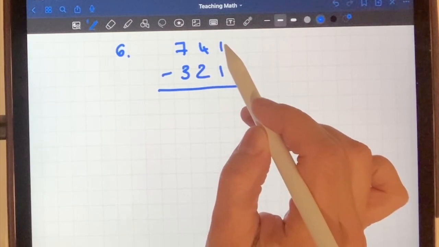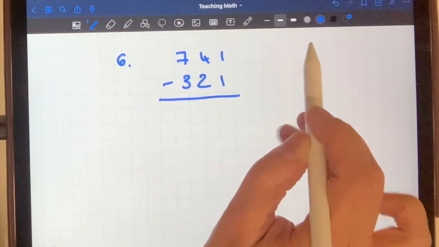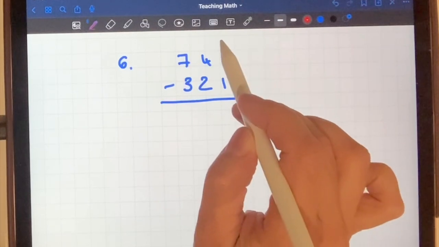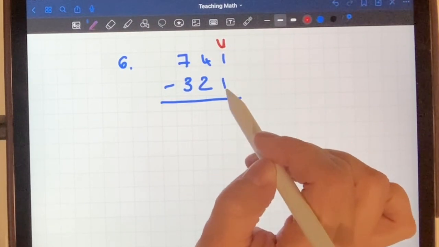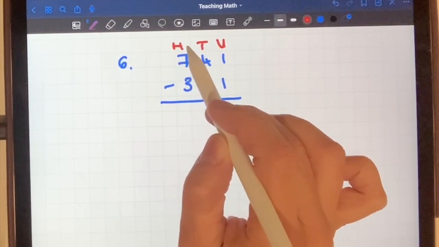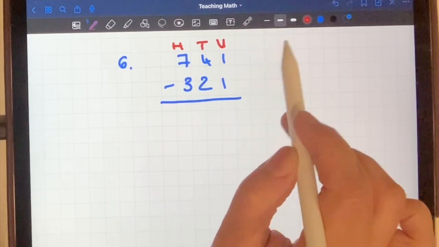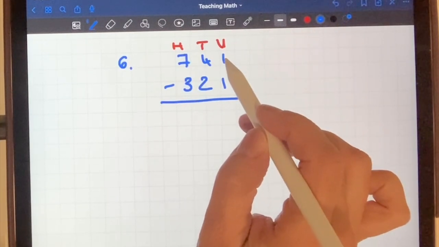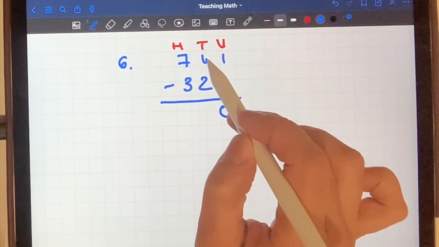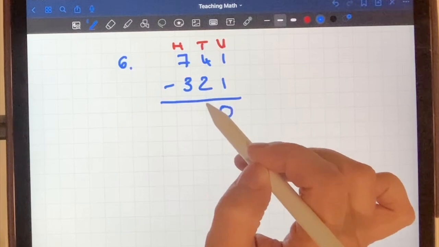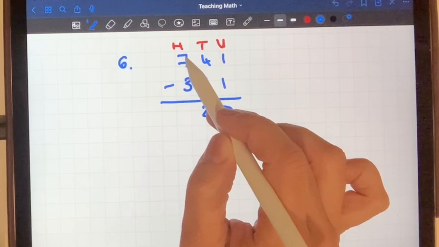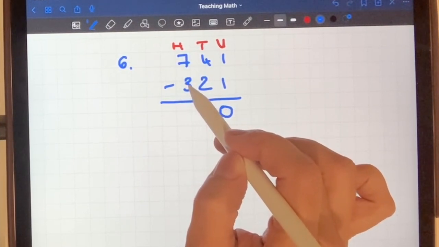So we start with our units column. In fact, I'm going to add that in just as a reminder. This is our units column, this is our tens column, and this is our hundreds column. Okay, so 1 minus 1 is 0. 4 minus 2 is 2. And in our hundreds column, we've got 7 minus 3, which is 4.